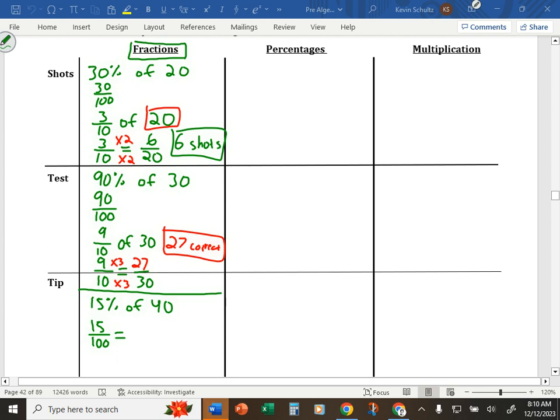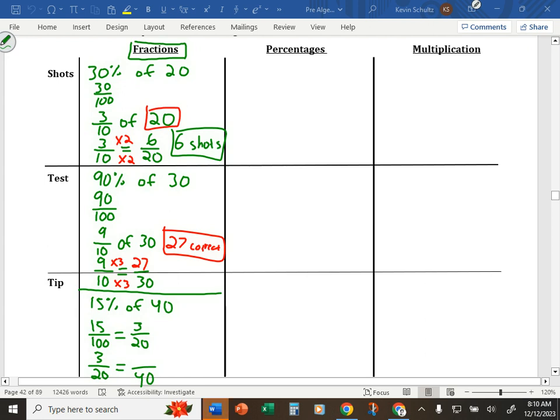Can that be simplified? Yes. 5. Divide by 5. What do we get? 3/20ths. Okay, so 15 over 100 is equivalent to 3 over 20, which means that if our check was $20, we would pay $3 in tip. However, it's not $20, it's $40. So we take that fraction that simplifies to 3/20ths, and we say 3/20ths is equivalent to how much over 40?